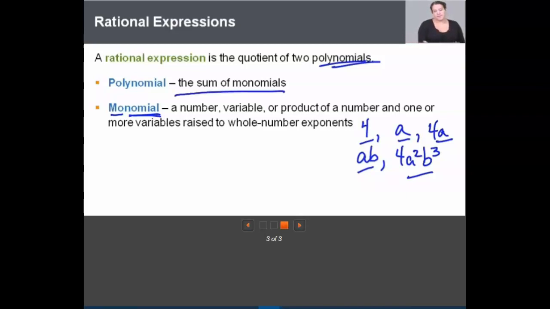A polynomial is the sum of monomials. That means 4 plus a. Here's one monomial added to another monomial. A monomial is kind of a type of polynomial.